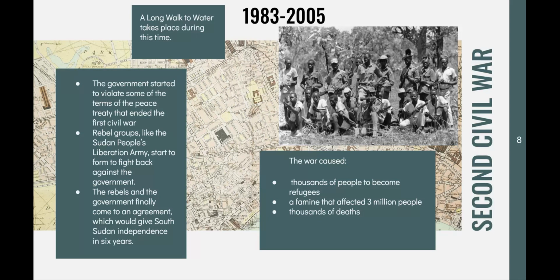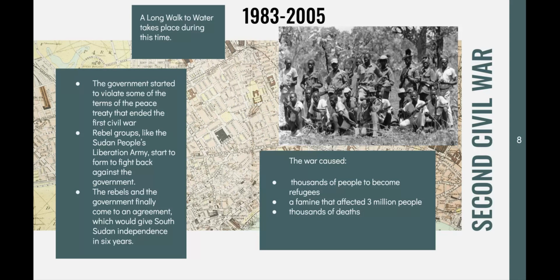So the government had actually started to violate some terms of the peace treaty that ended the first civil war. And so the Sudan People's Liberation Army fought back against the government. And the rebels and the government did finally come to an agreement. And they said, okay, South Sudan, you can become your own country, but not for 6 years. So that was in 2005. So in 2011 was when South Sudan was officially named a country.